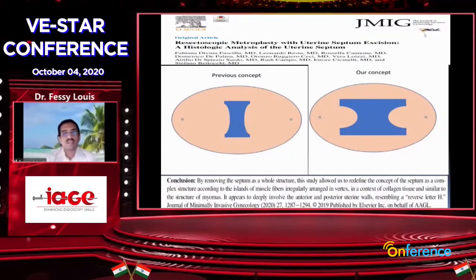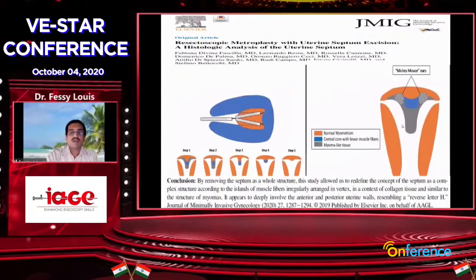This is one recent data that came in 2020 from the Bertocci group from Bari. Initially, the concept of septum was as an I. Now it is an inverted H. So we have to see the septum as a whole. We have to remove both the ends separately and then cut the septum. And we have to take the anterior and posterior loop also.